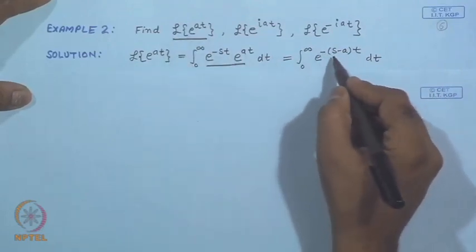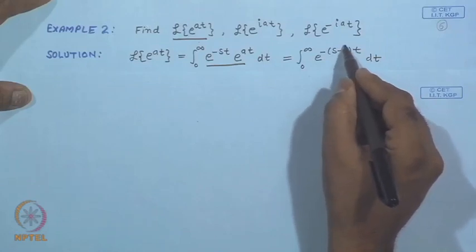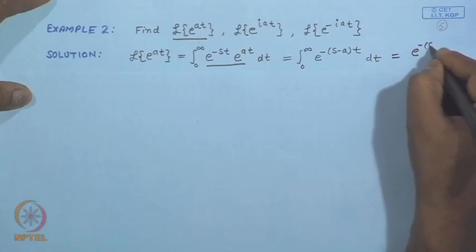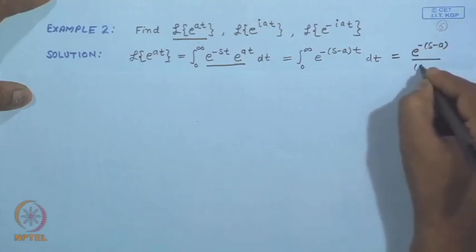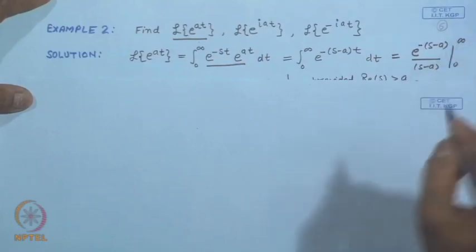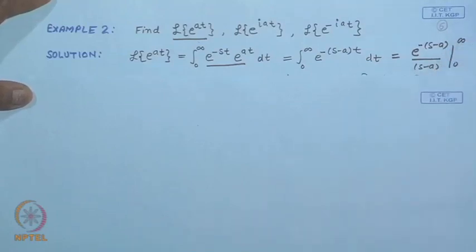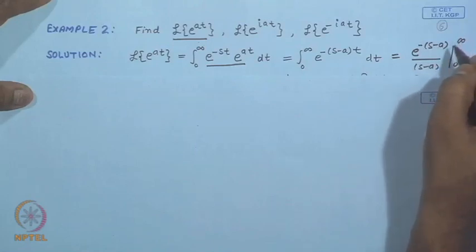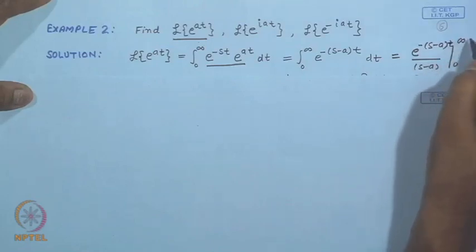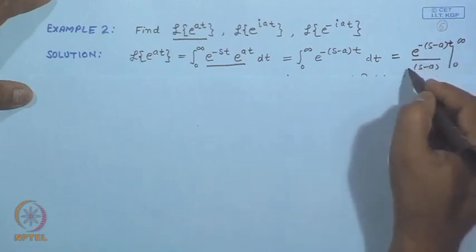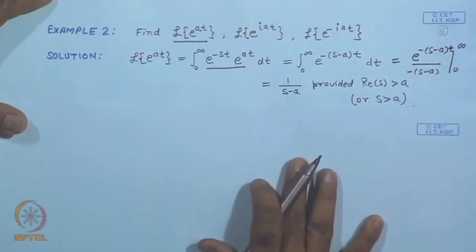So, we have here e power minus (s minus a) t. If we integrate this, it is nothing else than e power minus (s minus a) t over minus (s minus a), with the limits 0 to infinity. Again, if s minus a is positive, let us take s to be real, then when t approaches infinity, this limit will be 0, and at t equal to 0 we will get simply 1 over s minus a.